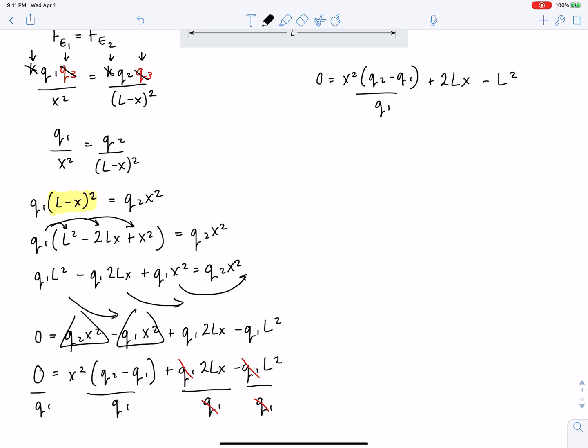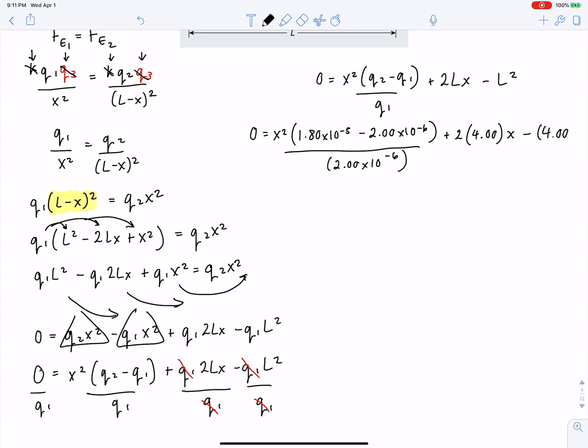We know Q1, we know Q2, and we know L. So we are left with 0 equals x squared times 1.80 times 10 to the power of negative 5 minus 2.00 times 10 to the power of negative 6 all over 2.00 times 10 to the power of negative 6. I've omitted units just to keep this simple. Plus 2 times L is 4 meters minus 4 meters squared.